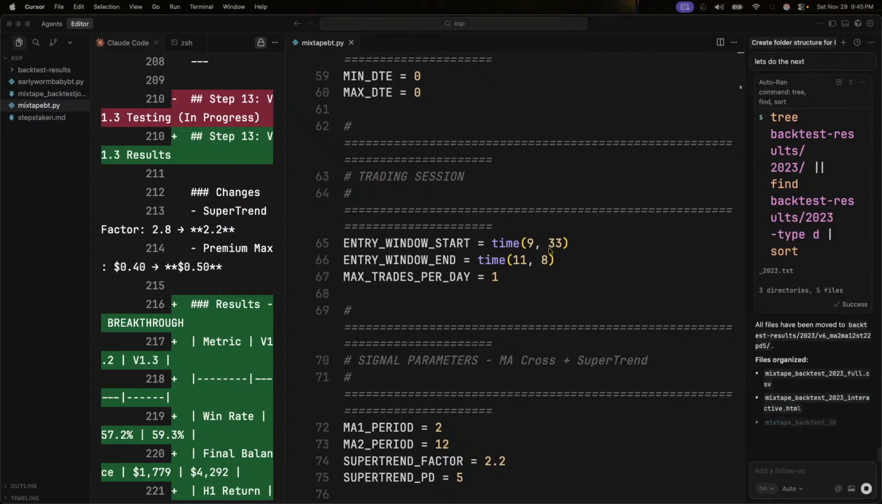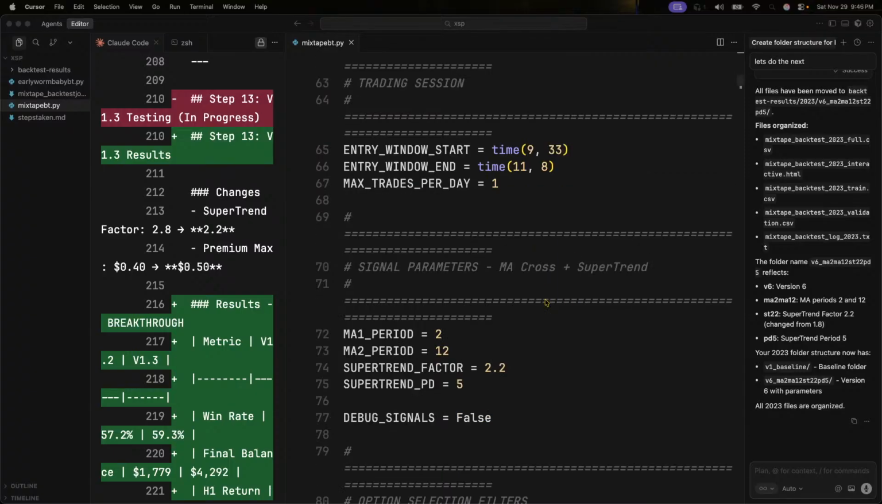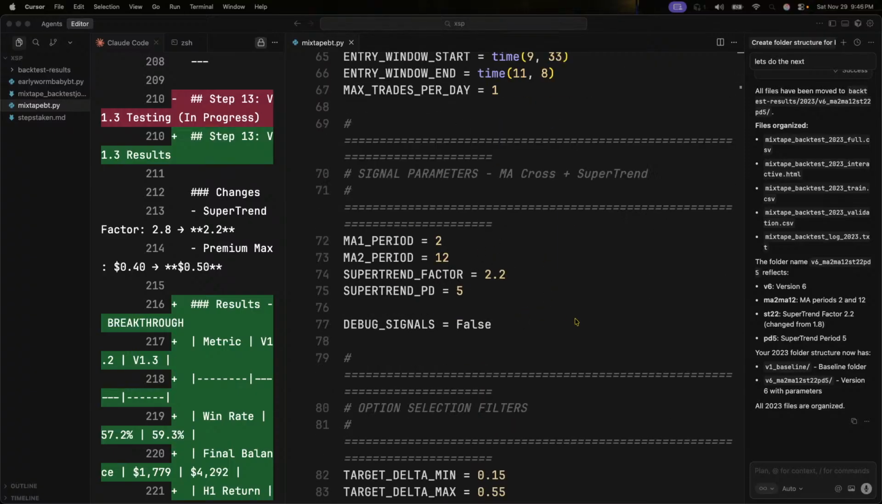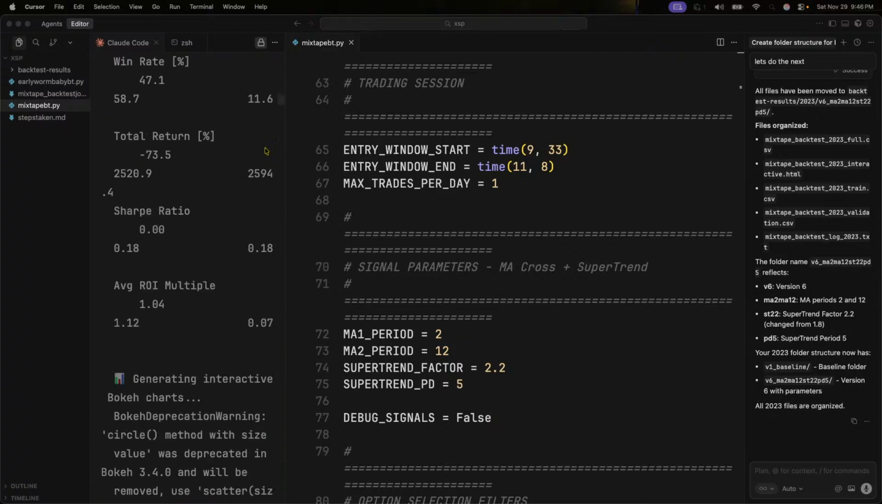Oh, you know what I didn't try yet? What if we were to mess around with this entry window? I think that's what I'm going to try next. Maybe I'm going to drop it from 935 to 1128. So 935 to 1128. And then I want to keep this the same. Okay, that's what I'm going to do.